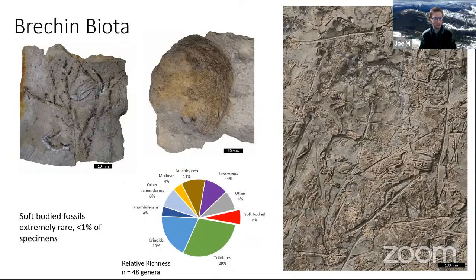I should note that the soft-bodied fossils at this site are extremely rare so far, representing a very small fraction of the total number of specimens collected. But we think there's probably some sampling bias at play here, because the soft-bodied fossils were a bit of a surprise, and they were found late in the excavations at the site. And so they're very difficult to spot in the field. We're hopeful that more explorations at the Brecon site will reveal more of these soft-bodied fossils.